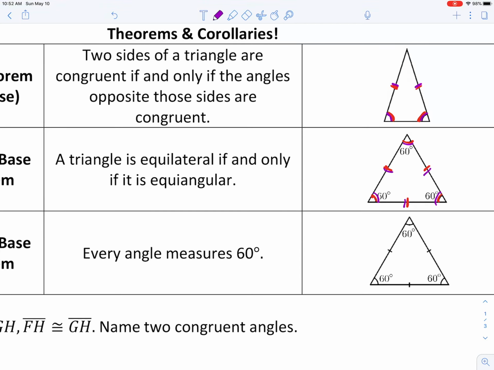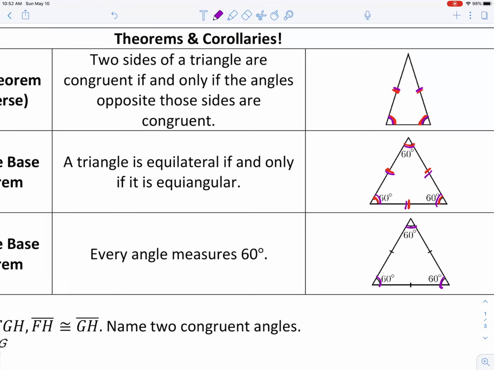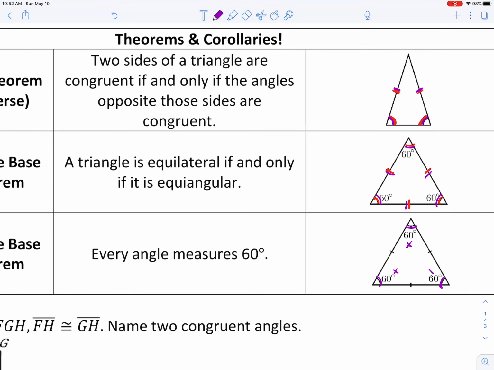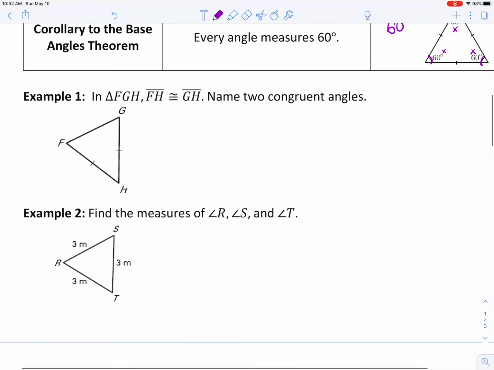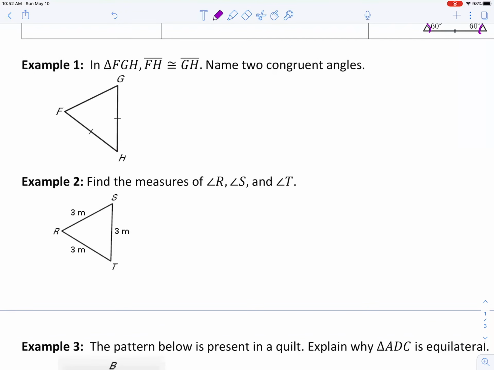Now from that rule, I can also gather one more piece of information, and I can say that if I have an equilateral triangle, all three of these angles are 60 degrees. Because if you think about it, if they are all the same, that means I have x plus x plus x is equal to 180. What is 180 divided by 3? It is 60 degrees. Alright, so we're going to use that information today in order to complete the following examples.